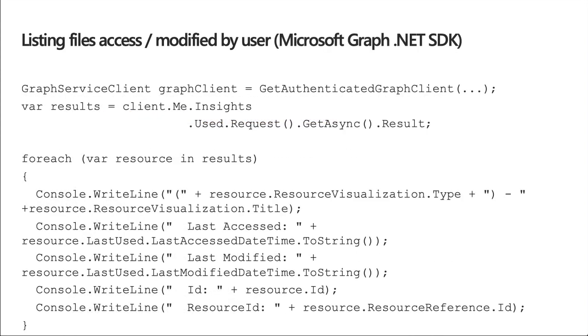You can do the same thing with the .NET SDK as well. Here, instead of going to the .insights.trending, I'm going to the .insights.used endpoint. And again, I can just write the results out to the console as you see here.